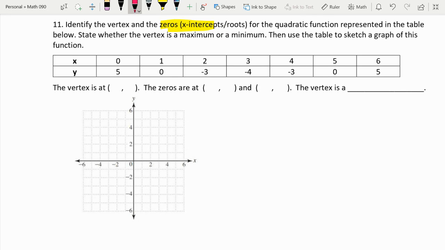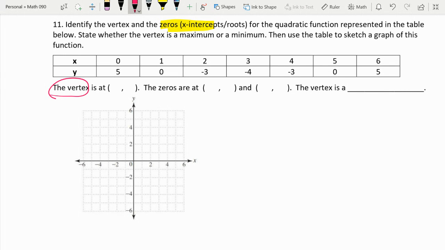So they gave us this table here. They don't give us an equation. We have to state whether the vertex is a max or a min, then use the table to sketch the graph of this function. All right, vertex. Let's start with the vertex. Well, it might actually be easier to start plotting these points so that I can show you exactly where the vertex is in relationship with the table.